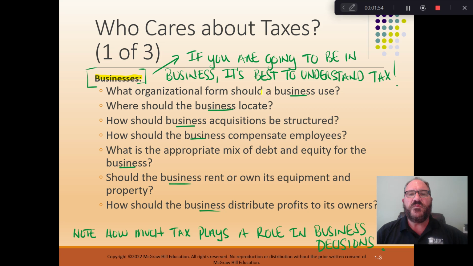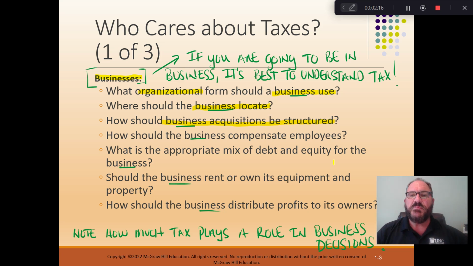What organizational form should a business use? By the way, that has a lot to do with how you're taxed. Where should the business locate? Taxes are different in different parts of the country, different countries. How should business acquisitions be structured? Is there a way to do them favorably from a tax perspective, especially if you're talking really big ones?